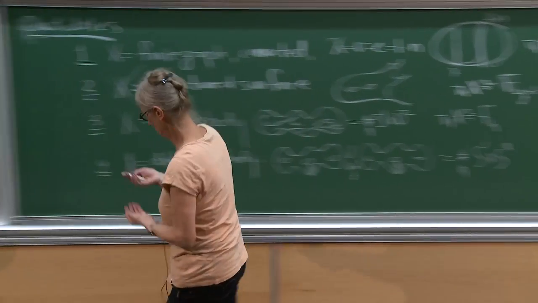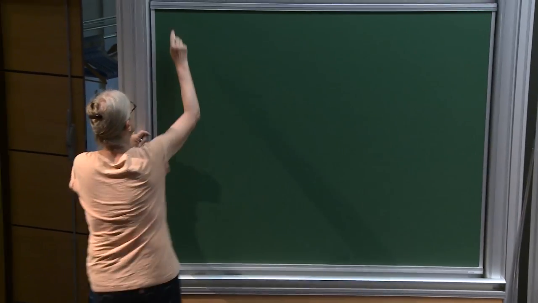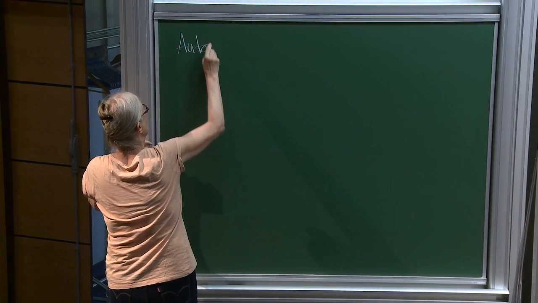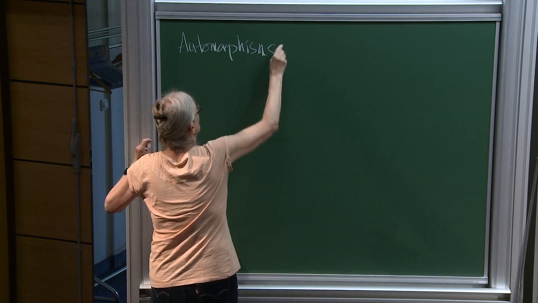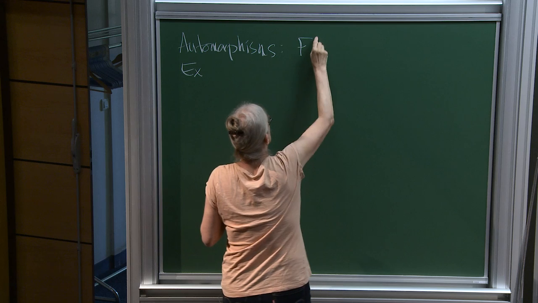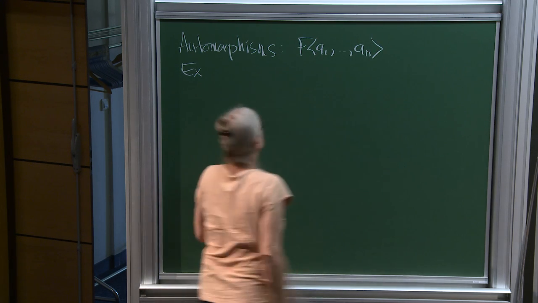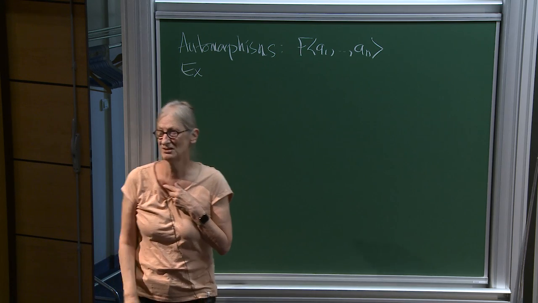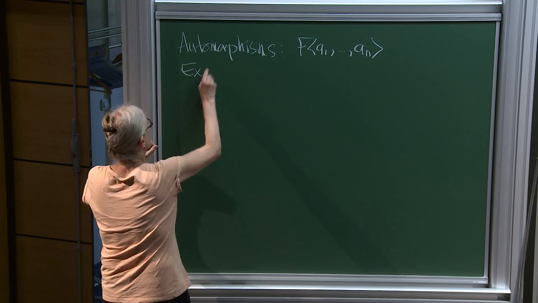Okay, so let's go to those. Those are going to be my models for automorphisms. Let's go back to automorphisms. Let me show you some. So remember, my free group has generators A1 up to AN. If I want to tell you an automorphism, all I have to do is tell you what happens to the AIs.